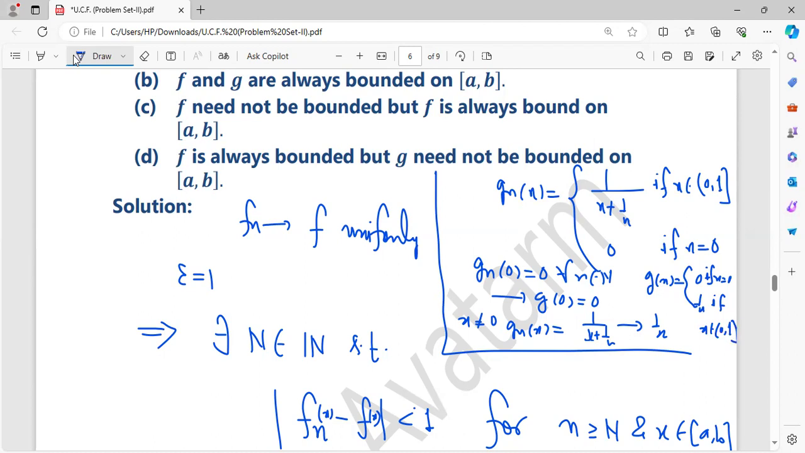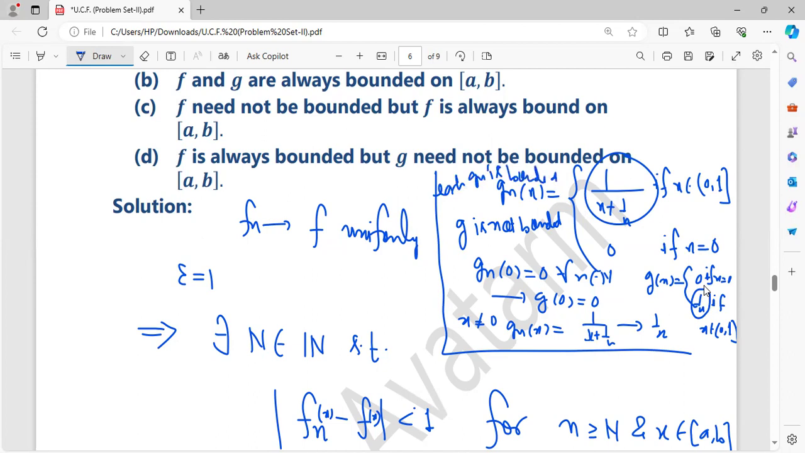But in the neighborhood of 0, the function 1 upon x is not bounded. It means the pointwise limit need not be bounded, but the uniform limit of bounded functions has to be bounded. Okay. So g is not bounded. The pointwise limit g is not bounded, but each gn is bounded.